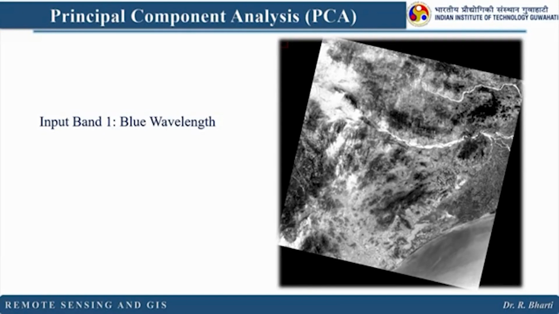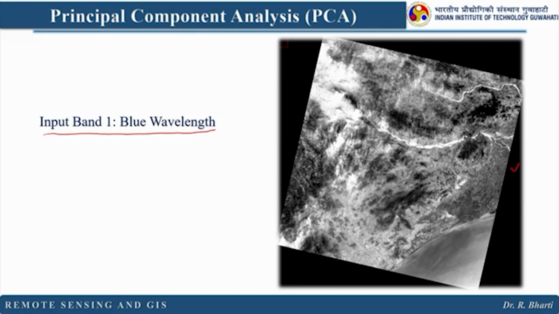Now, let us see what is the effect of this PCA on the image. In the previous example, I took 4 bands, but here I will be using 6 bands of Landsat data, and see how this PCA changes this input. Here this is the first band of input, which is the blue band. Now, just see how the information changes when you have different bands captured in different wavelengths.